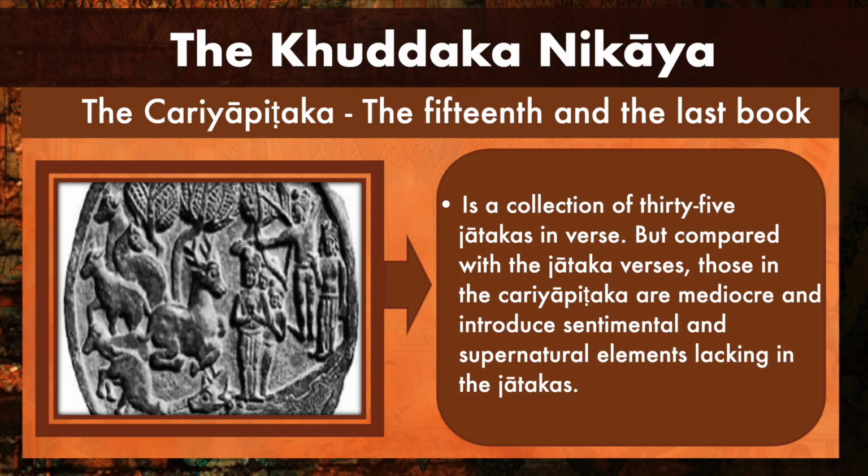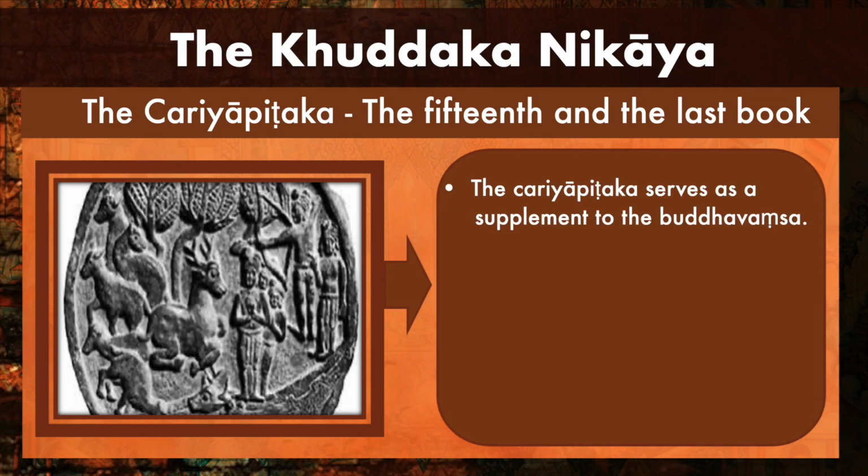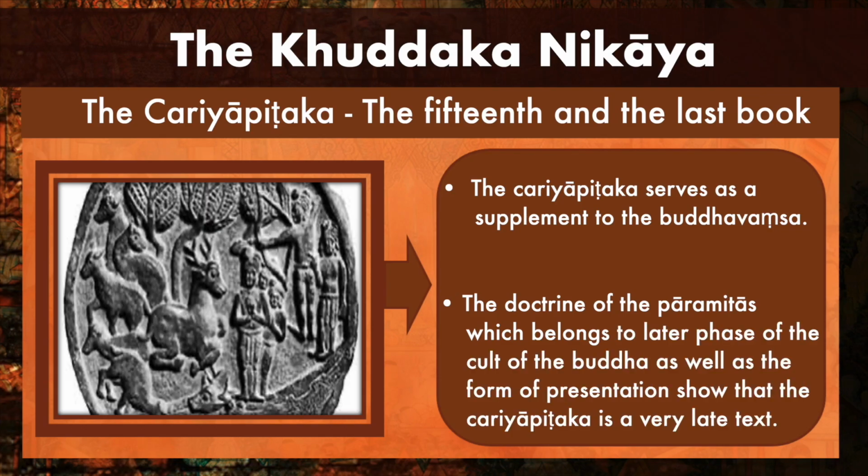The 15th and the last book of the Khuddaka Nikaya is the TRIPITAKA. TRIPITAKA is a collection of 35 Jatakas in verse. But compared with the Jataka verses, those in the TRIPITAKA are mediocre and introduce sentimental and supernatural elements lacking in the Jatakas. In fact, the TRIPITAKA serves as a supplement to the Buddha Vansh. The doctrine of the Paramitas, which belongs to a later phase of the cult of the Buddha, as well as the form of presentation, shows that the TRIPITAKA is a very late text.